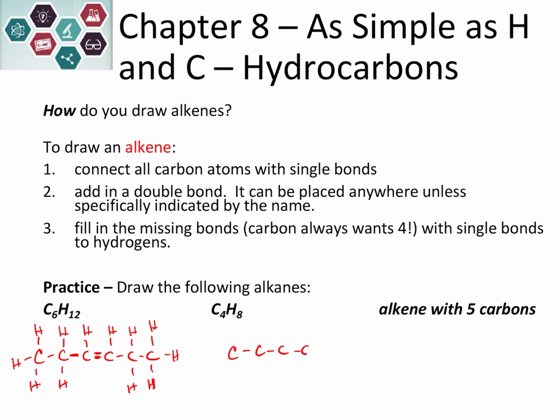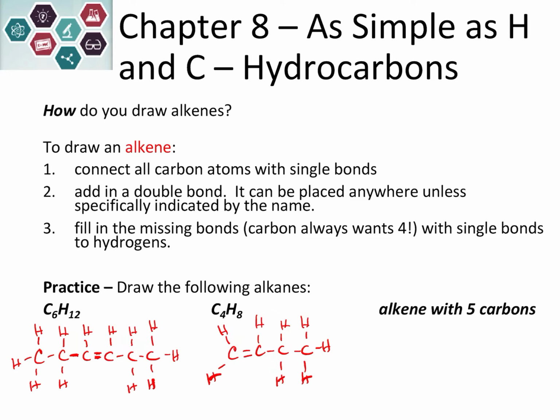C4H8. This time I'm going to put it on the end, just to show you an example of that. So now this carbon on the left currently has 2 bonds, so it's missing 2 hydrogens. Next one has 3, so it's missing 1 hydrogen. Next one has 2 single bonds, 2 hydrogens, and then the one on the end needs 3.